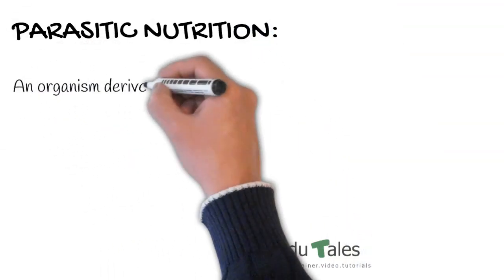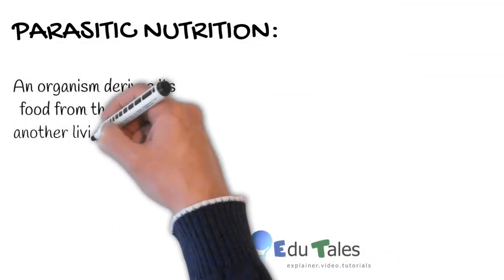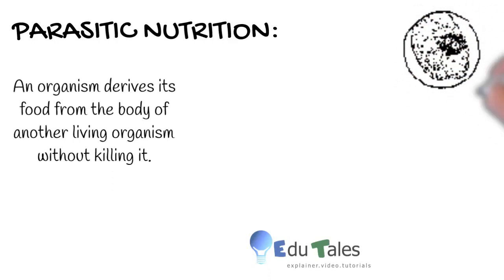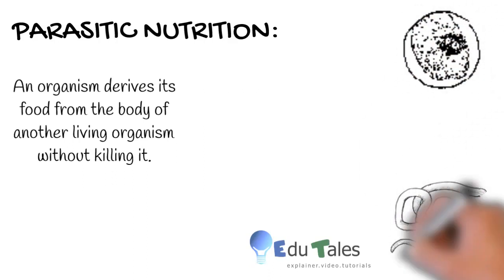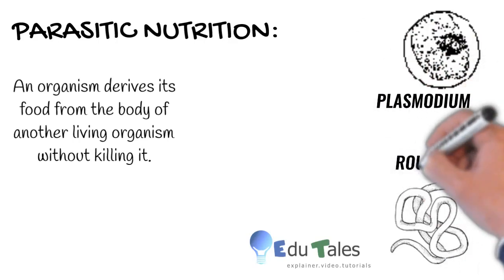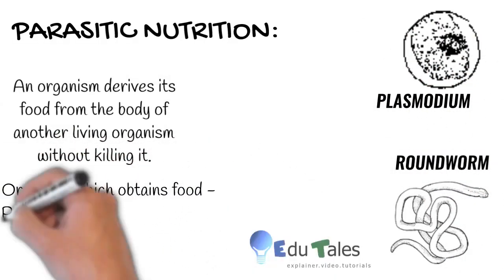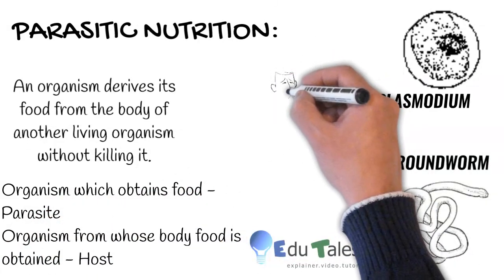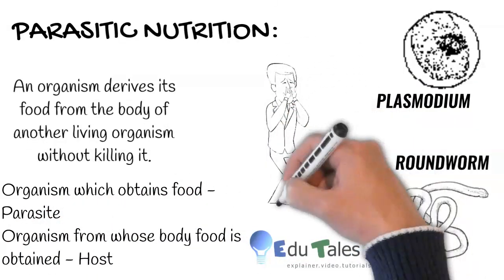Next, parasitic nutrition. Here, an organism derives its food from the body of another living organism without killing it. Example, roundworm, Plasmodium. The organism which obtains food is known as parasite, and the organism from whose body food is obtained is known as host. Example, humans.